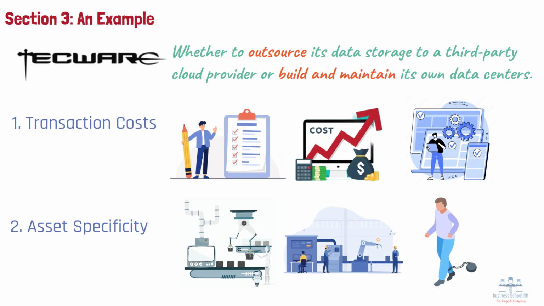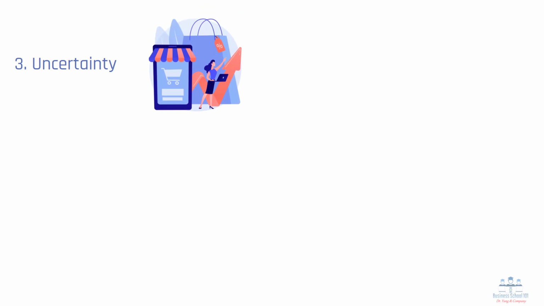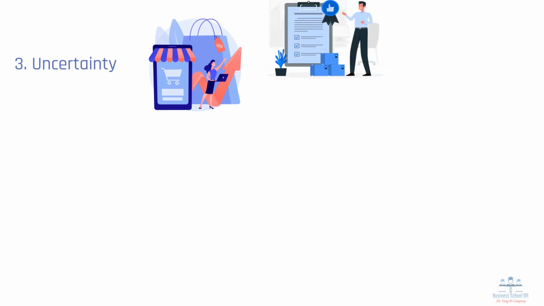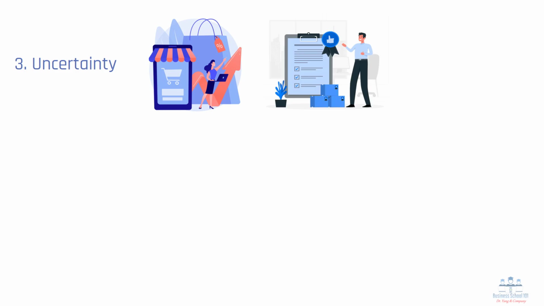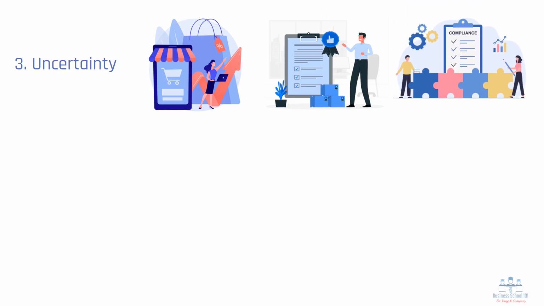Number 3. Uncertainty. The tech industry faces constant changes in data regulations and customer requirements. Outsourcing data storage may expose Techware to the risk of the external provider failing to meet regulatory changes or security standards. By managing data storage internally, Techware can reduce this uncertainty and maintain compliance with evolving regulations.